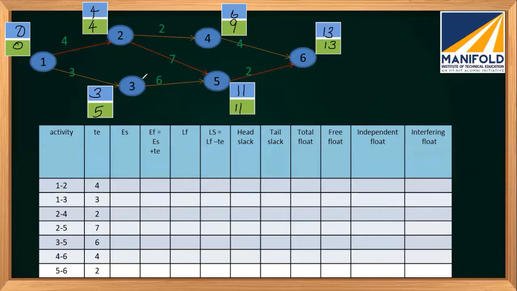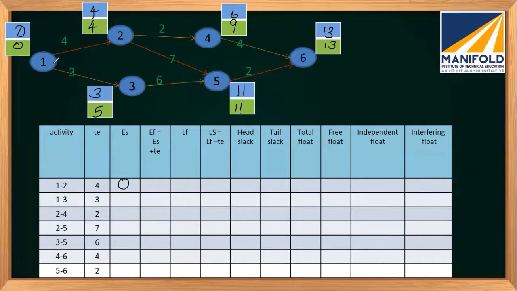Now we have to calculate the earliest and the latest times for the individual activities. For the activity 1, 2, 1 will be the starting node and 2 will be the finishing node. So what will be the earliest time? The earliest time will be that of the starting node. What is the early time for the starting node? We have to put it here. So it will be 0.